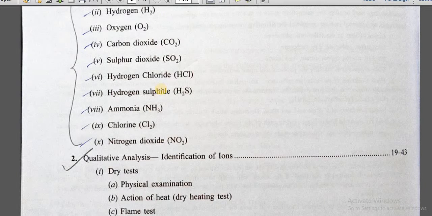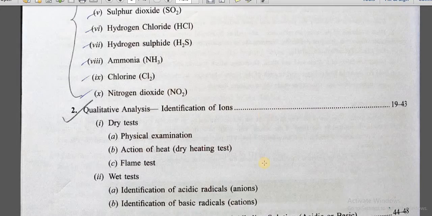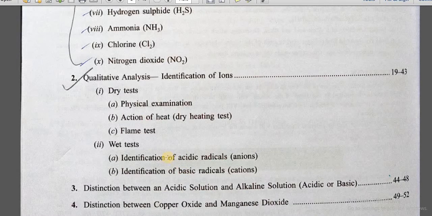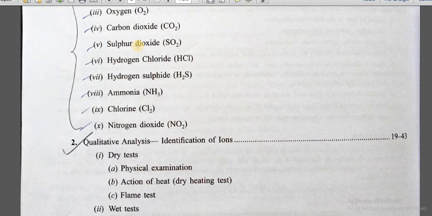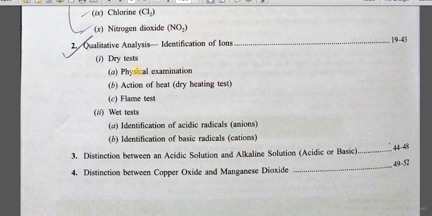And the second experiment that we are going to do is qualitative analysis, identification of ions. And in this we will be writing down the identification of acid radicals or anions, and the identification of basic radicals or cations. Okay, we are doing these two experiments for our chemistry project.